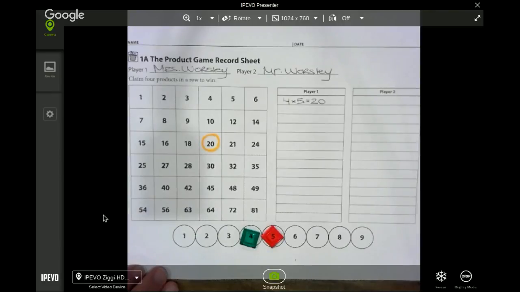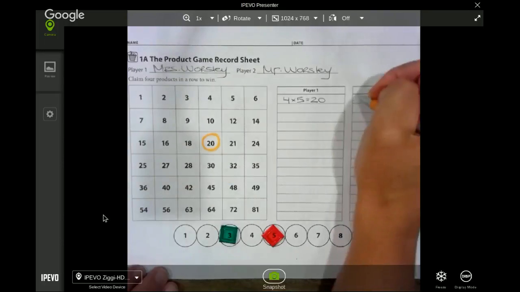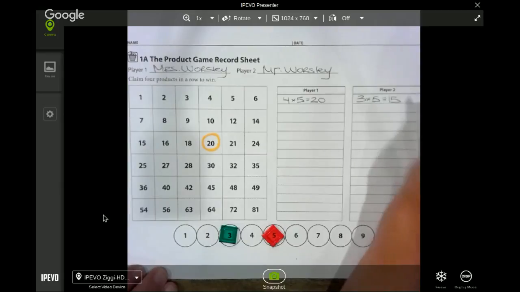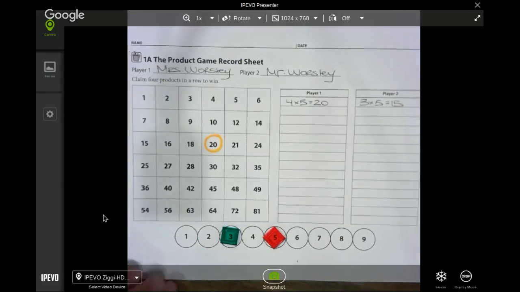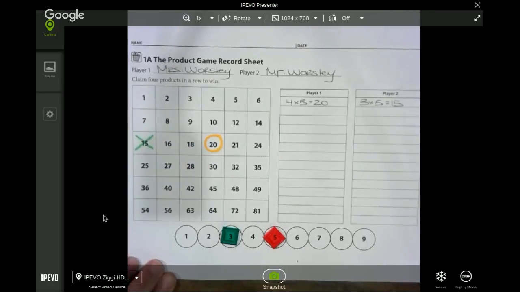So, Mr. Worsley might move his piece to a multiplication equation that he knows. He only gets to move one piece, remember, okay? So he's going to choose 3 times 5. He knows that 3 times 5 equals 15. So he will get to pick up his green marker and put an X over 15. Okay? The game moves back and forth like that.